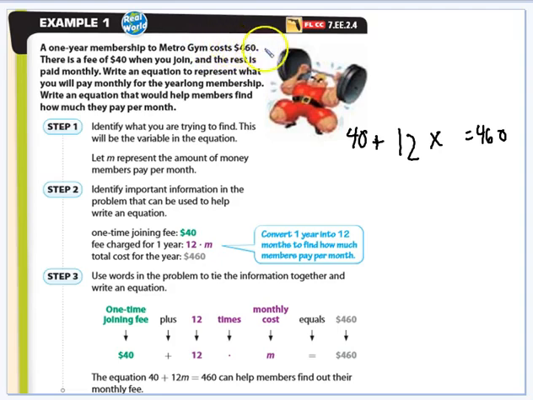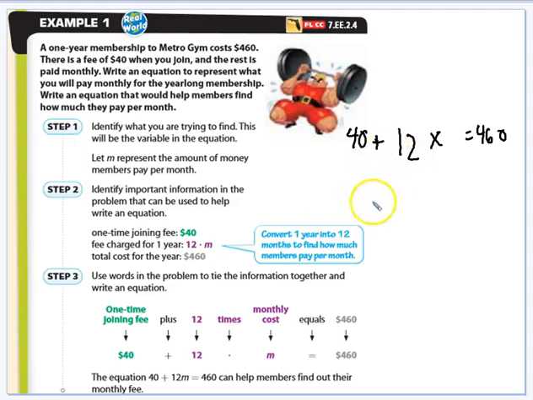So it's gonna equal 460 because a one-year membership to Metro Gym costs $460. There is a fee of $40, a one-time fee. You're not multiplying that by anything. That is just the one-time joining fee. You pay that at the very start. Then each month you are gonna pay them a certain amount of money. There are 12 months in the year. Okay?